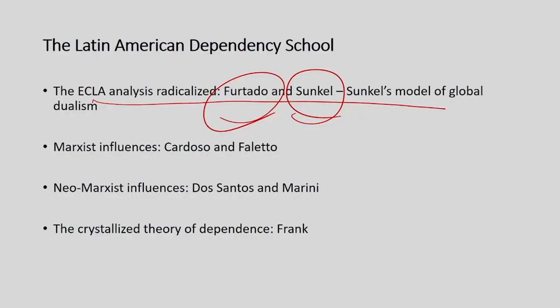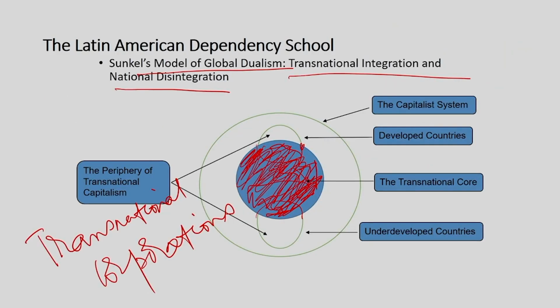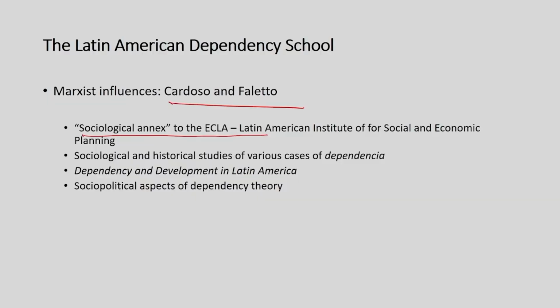Then what have we discussed in this lecture? We have discussed the radicalization of ECLA analysis through the works of Furtado and Sunkel, and especially Sunkel's model of global dualism, through transnational integration and national disintegration, through the capitalist system, developed countries, underdeveloped countries, and how we tend to witness the periphery of transnational capitalism as well as the transnational core in the whole capitalist system. And then we have discussed Marxist influences through the works of Cardoso and Faleto.